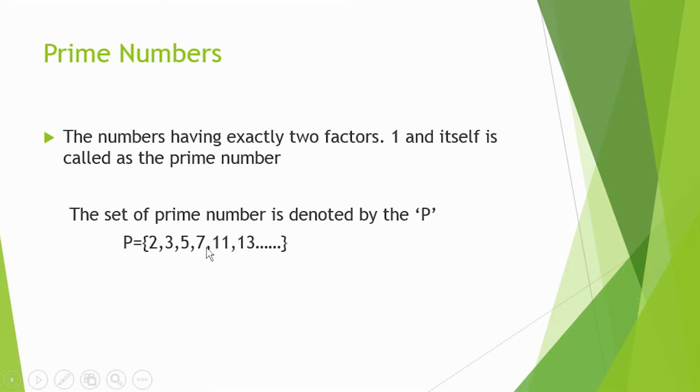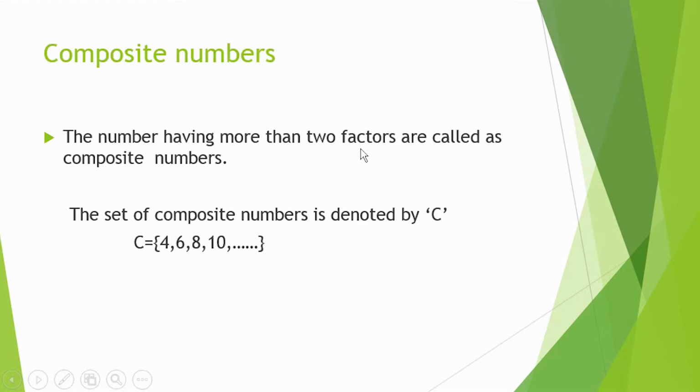The numbers having exactly two factors, 1 and itself, are called prime numbers. The set of prime numbers is denoted by P. Here the only factors of these digits are 1 and itself: 1 and 2, 1 and 3, 1 and 5, 1 and 7. These numbers cannot be shown in the tables of other numbers. Therefore, these numbers are called prime numbers.